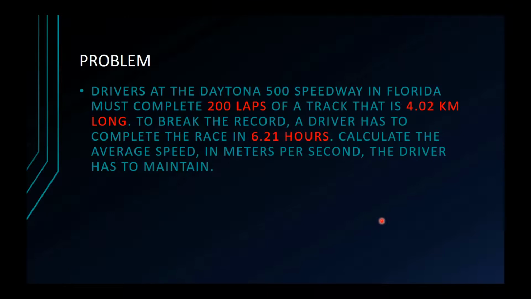Drivers at the Daytona 500 Speedway in Florida must complete 200 laps of a track that is 4.02 kilometers long. To break the record, a driver has to complete the race in 6.21 hours. Calculate the average speed in meters per second the driver has to maintain. So this is a little more interesting problem. It's a little longer and it has a nice story.